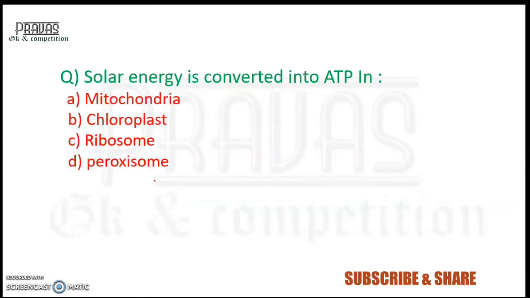The next question is, solar energy is converted into ATP in. ATP means adenosine triphosphate. Solar energy is converted into ATP in. Options are mitochondria, chloroplast, ribosome, peroxisome, and the right answer is chloroplast. Remember, in chloroplast, energy is converted into ATP.